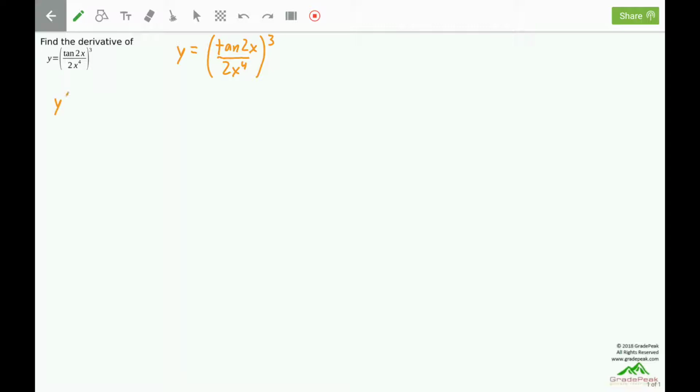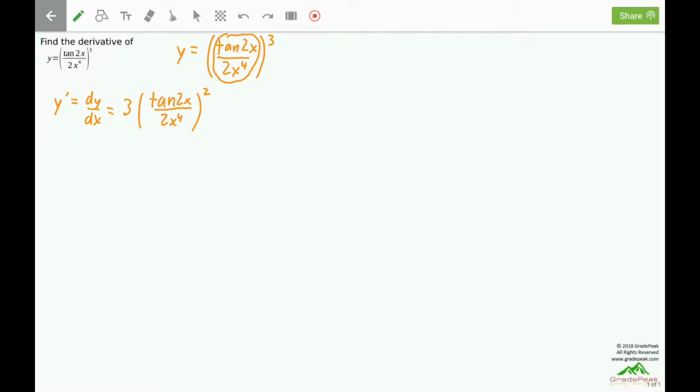So our overall derivative y prime, or dy dx, will be, start with the power rule, we'll bring that power down, we'll leave the inside alone, so tangent of 2x divided by 2x to the fourth, subtract 1 from the power, it'll be to a power of 2. And now we multiply by the derivative of the inside, which is a quotient, and therefore we'll make use of the quotient rule. Here's the inside of the power. We're taking the derivative of that.